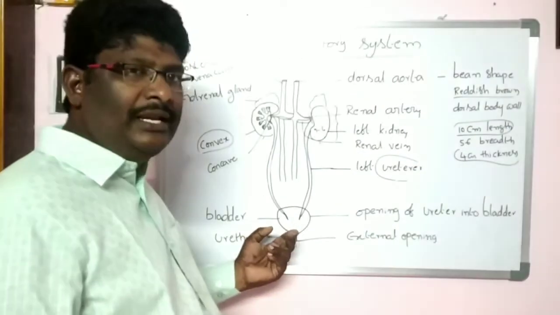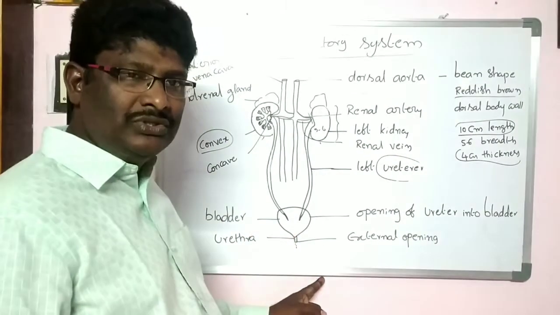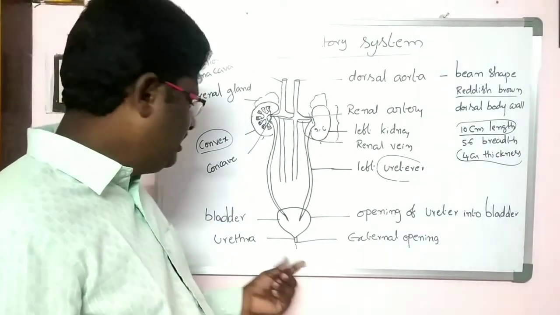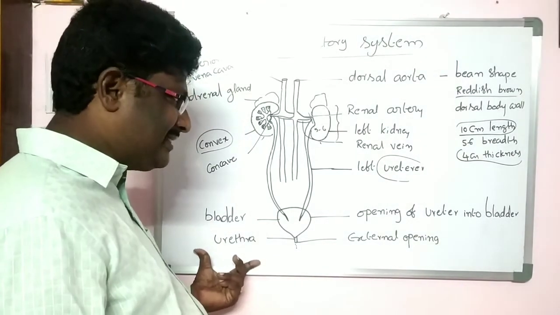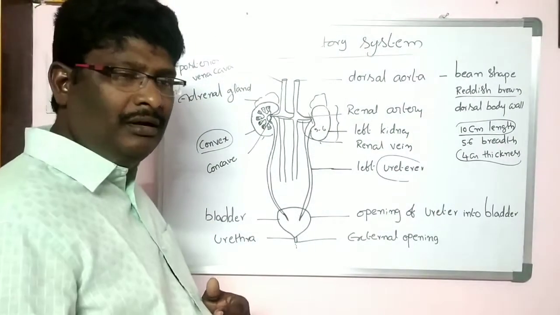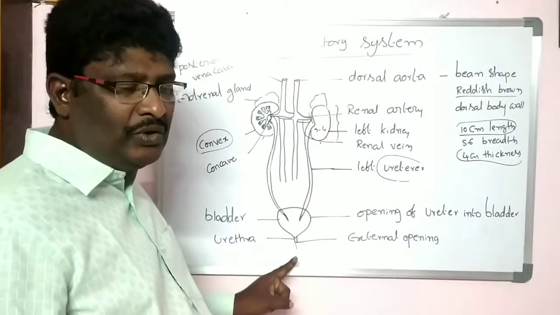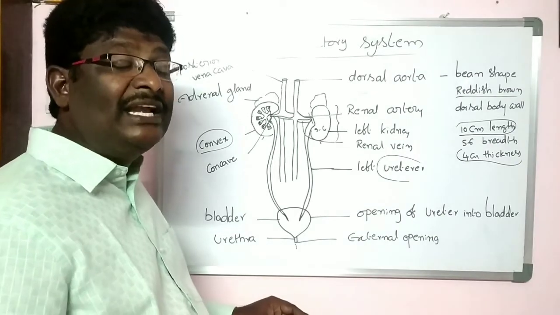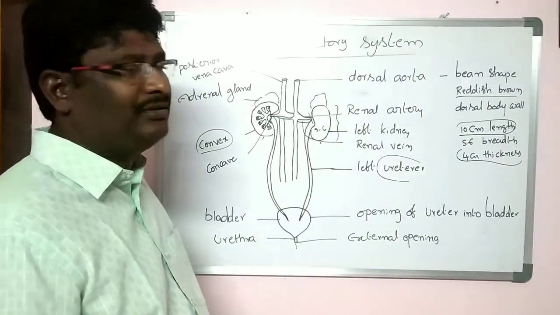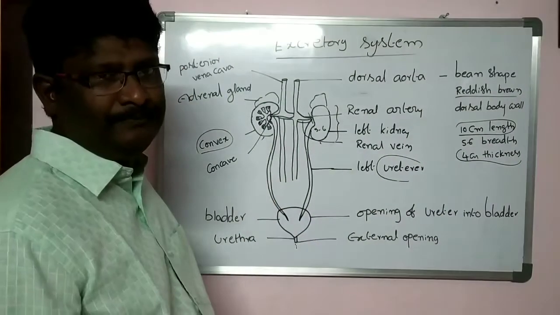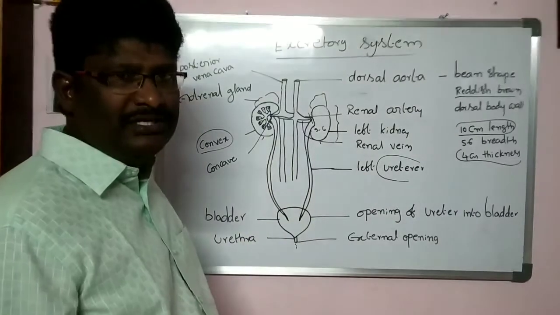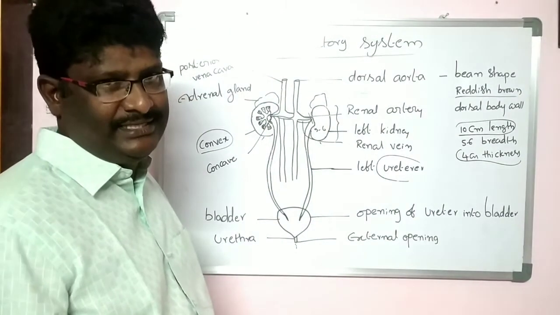From the urinary bladder it comes out through a path that is called the urethra. Actually, in the urethra there is an opening. From this opening only, the urine is sent out. This is the simple structure of the kidneys.